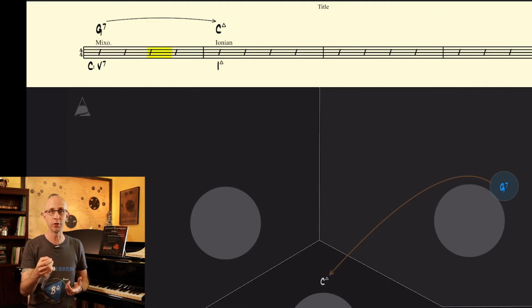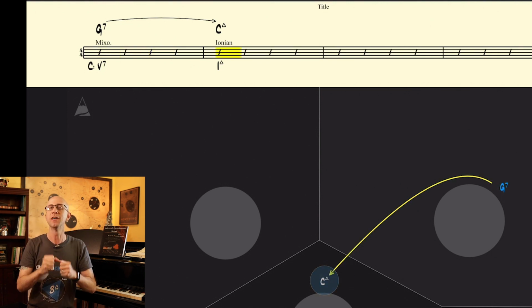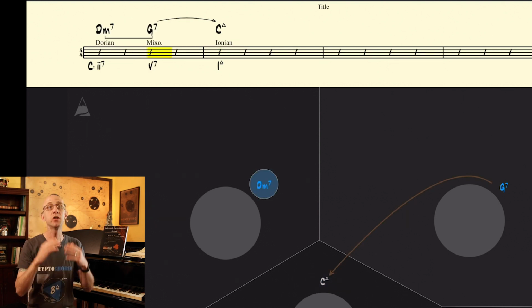Dominant chords are used to tonicize their targets. For example, if we're in the key of C major, a G7 to a C major 7 is used to establish the key. To fully tonicize the C chord, we can precede the G7 with a D minor 7, which is the 2 in the key of C.